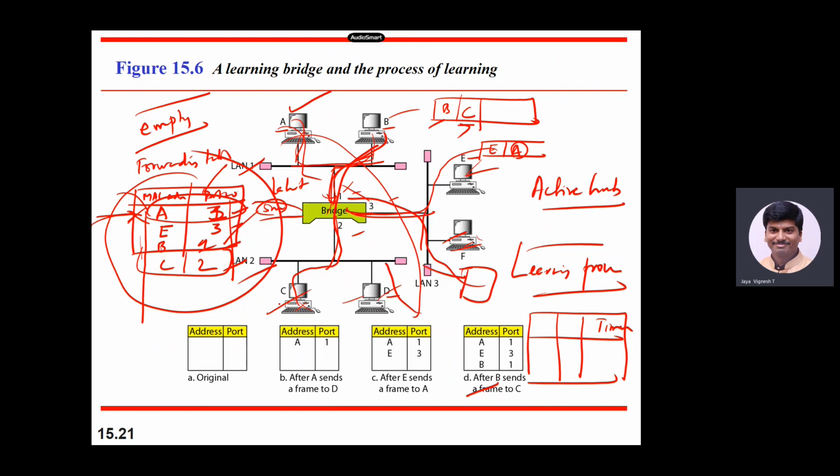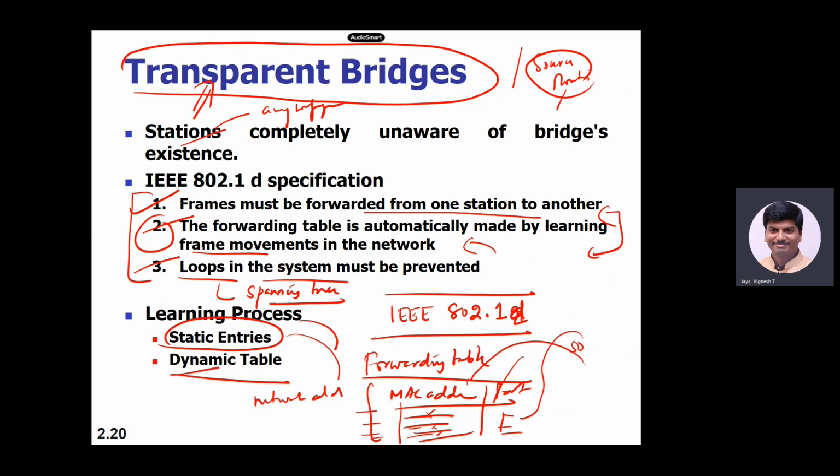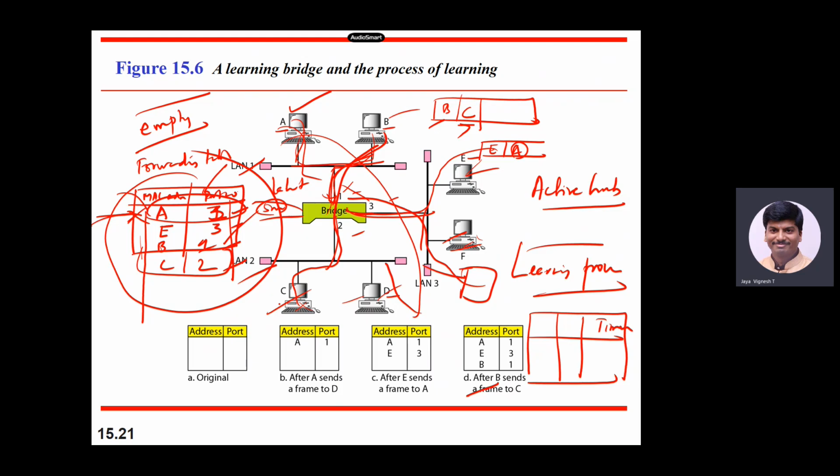So this learning process is completely dynamic, and it only happens gradually through the frame movements that are happening in the network. I hope you're able to appreciate how the learning process happens.